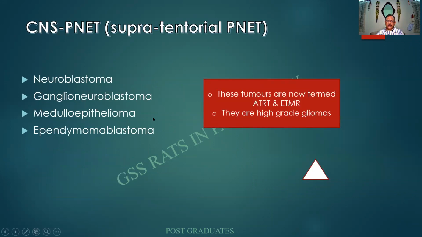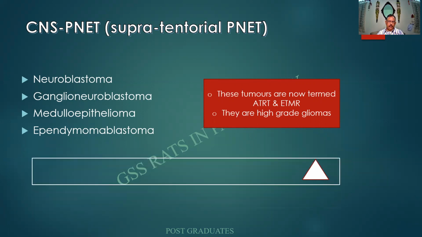And all these tumors, the neuroblastoma, ganglioneuroblastoma, medulloepithelioma, and ependymoblastoma are all supposed to be similar, and they come under the group called primitive neuroectodermal tumors. And these tumors are all now grouped under ATRT and ETMR: embryonal tumor with multilayered rosettes and ATRT. They are all high-grade gliomas, come under grade 4. Why? I will tell you.